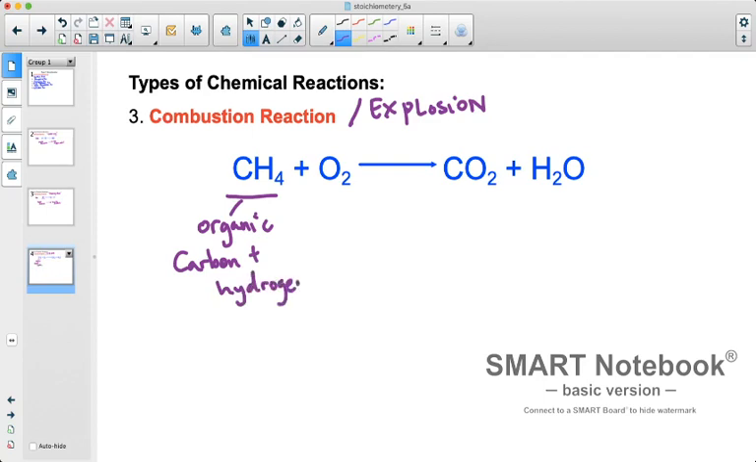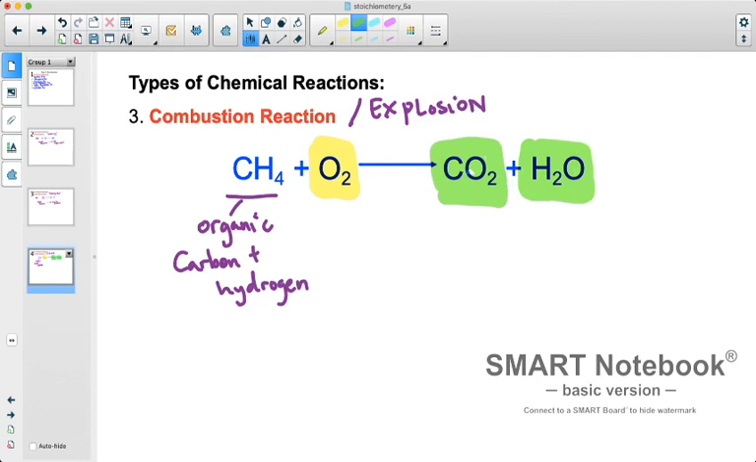Now, it's okay if you forget that for now, because there are 3 other important things that come with every combustion reaction. Whenever we're dealing with a combustion reaction, we must always have oxygen as a reactant. So in order for something to burn or have an explosion, oxygen must be a reactant. That's a given. In addition to having oxygen as a reactant, every combustion reaction will also have as its product carbon dioxide and also water. Those are the byproducts of every combustion reaction.